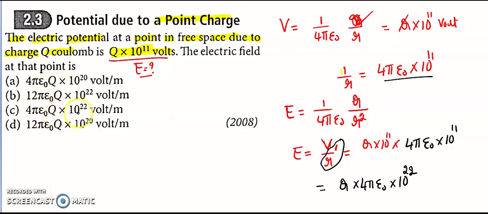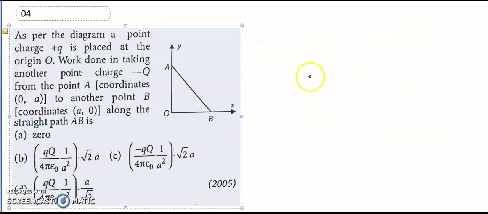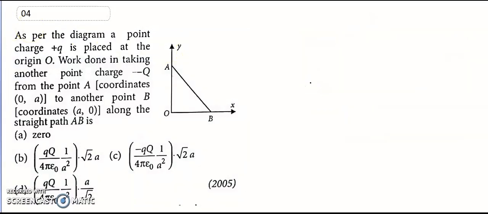So 4πε₀Q × 10^12, that is option C, the right answer for this question. So let's move to the next question, question number 4. As per the diagram, a point charge +Q is placed at the origin O. Which charge is placed here? A positive charge is placed here.